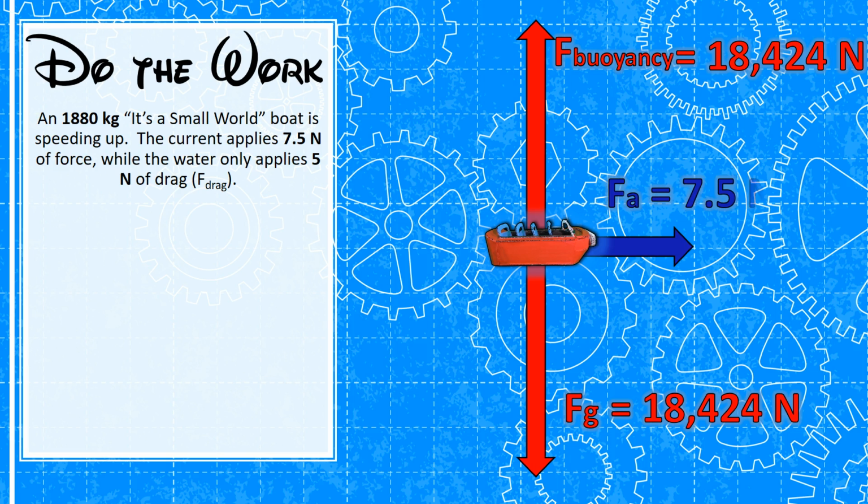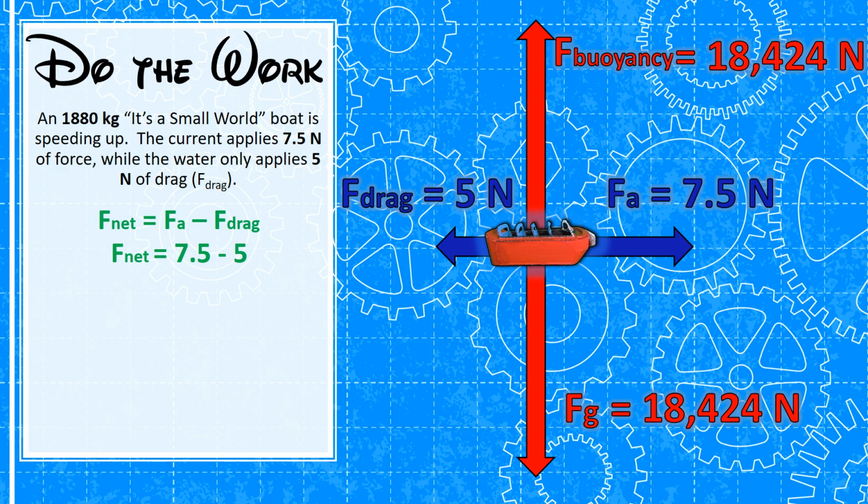We have an applied force from the current of 7.5 newtons. The water is still pulling back with 5 newtons of drag. The difference between our two forces, so our applied minus our drag force, because our horizontal forces are unbalanced, equals 7.5 minus 5, so I get a net force of 2.5 newtons.